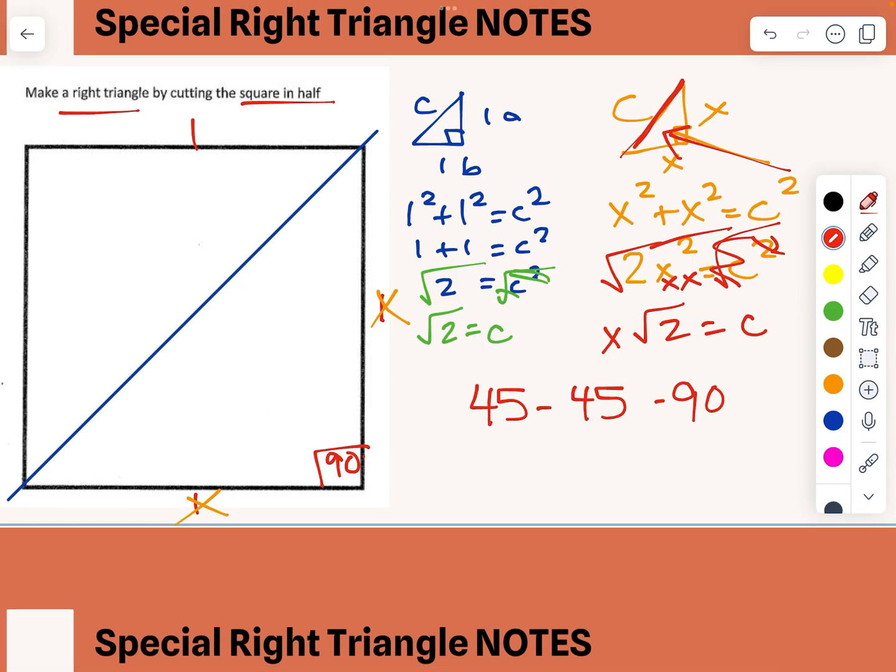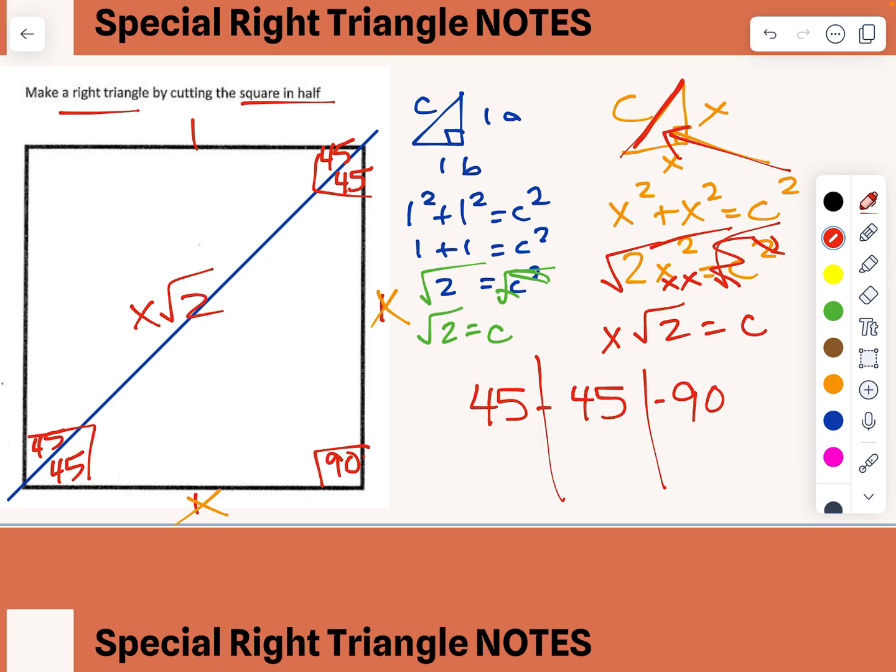The 45s come by taking this 90 and cutting it in half. So each would be 45. Same thing over here. 45 and 45 is 90. So what we have is our sides have a value of x, and our hypotenuse has a value of x square root of 2. So as we start doing these, we're going to get in the habit of making a table that goes with these.